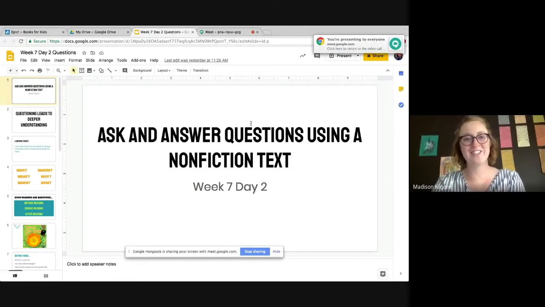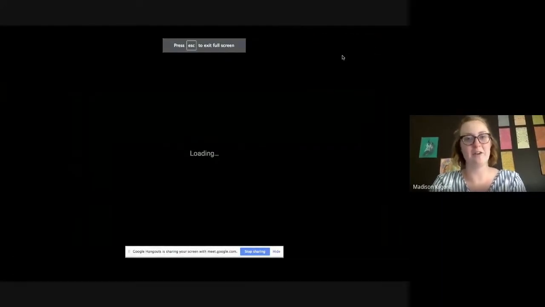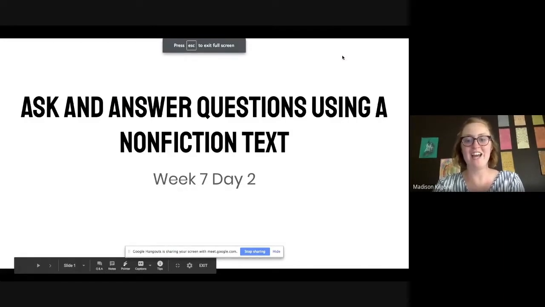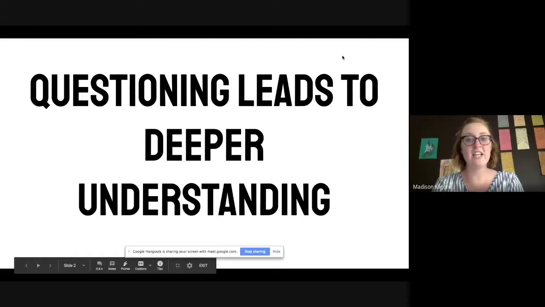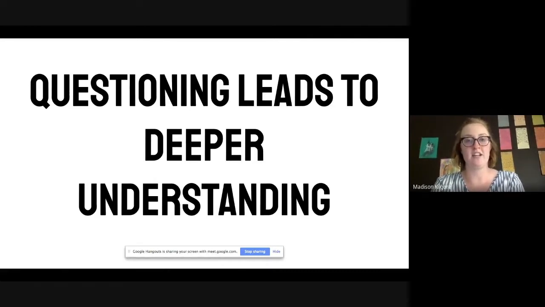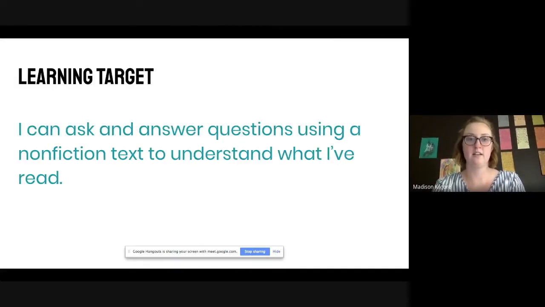Hey, second graders, welcome back for day 2 of asking and answering questions using a nonfiction text. So again, we're talking about how questioning leads to deeper understanding. Good readers use questions to help keep them engaged with the text and make sure they're understanding what they're reading. So our learning target again is I can ask and answer questions using a nonfiction text to understand what I've read.